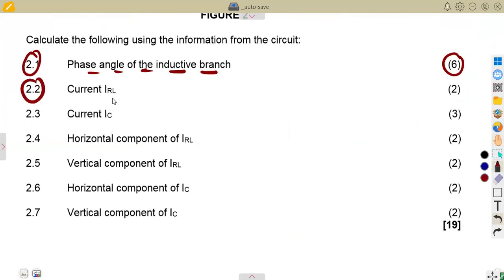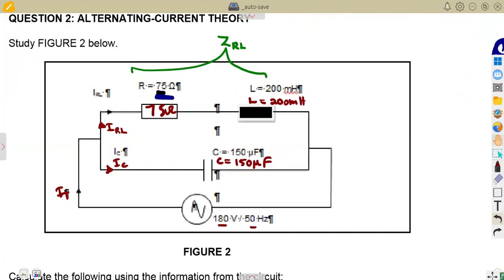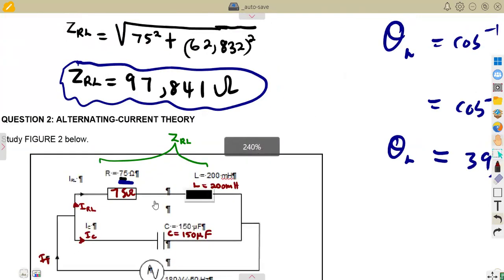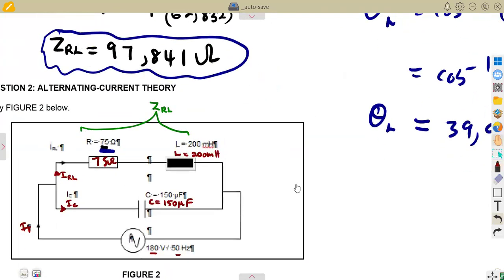That is the current IRL, the current across this coil. Remember, you are given a condition where this is in parallel, and we know that the voltage is the same in a parallel circuit. And you calculated the impedance of the coil. This is the impedance of the coil, so we can calculate the current that is flowing across.